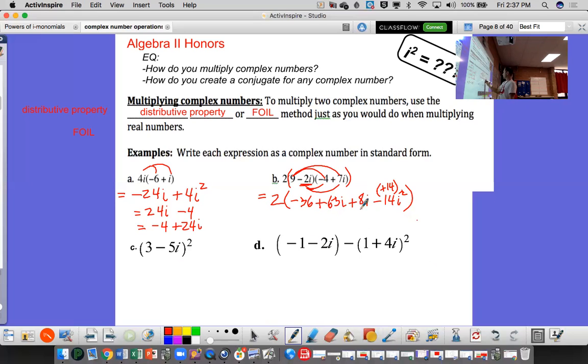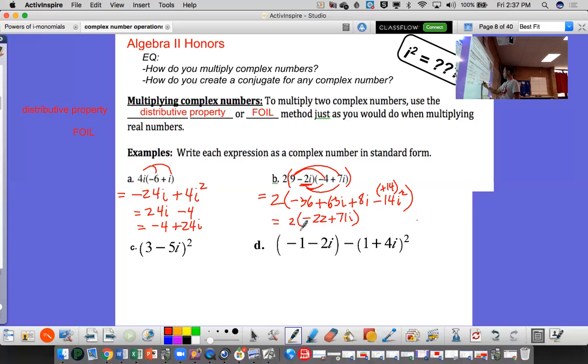So 63 and 8 would make 71i, and negative 36 and 14, that's negative 22, and that should go first. And I still have to distribute my 2, right? I'm letting that 2 ride. Remember how we did it with square roots and cube roots? We kind of just let this guy on the outside ride until the end.